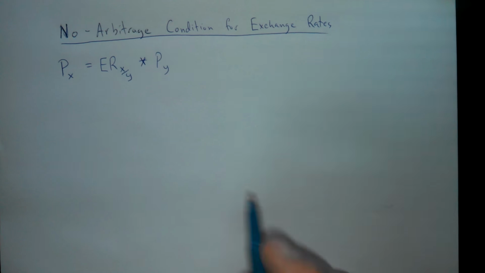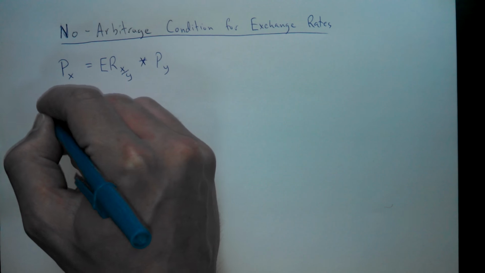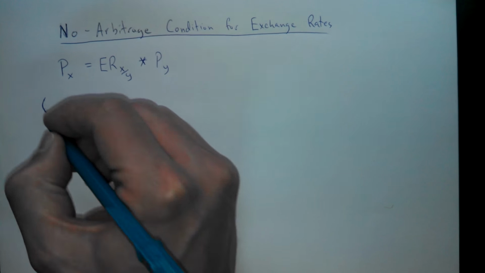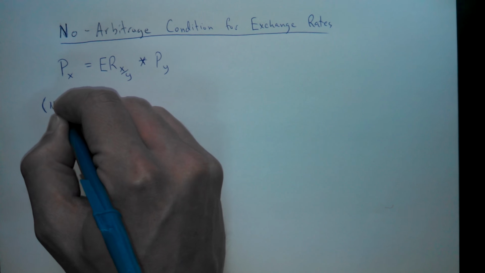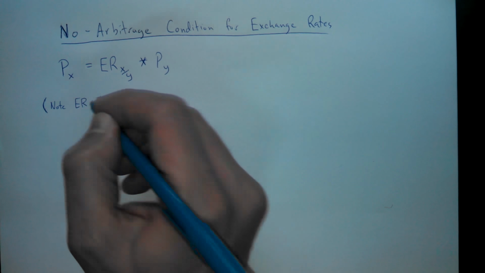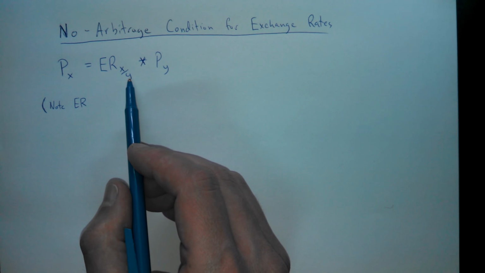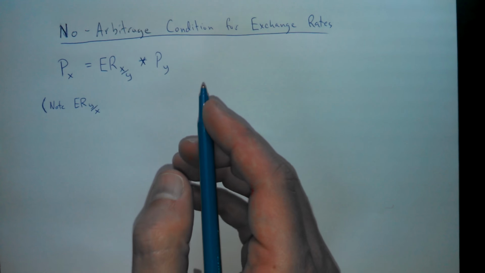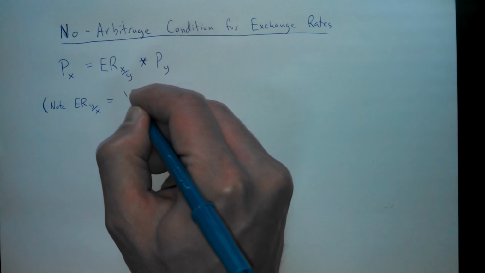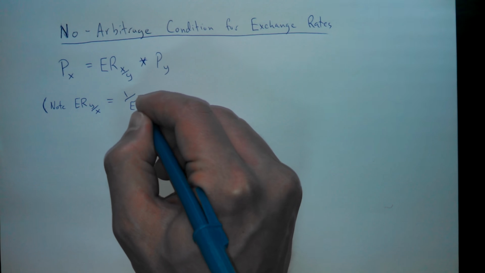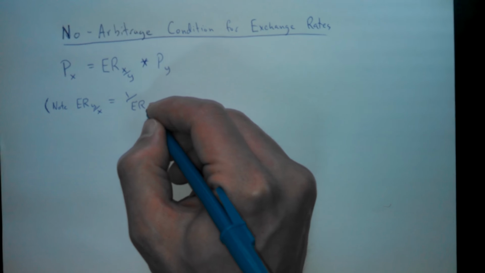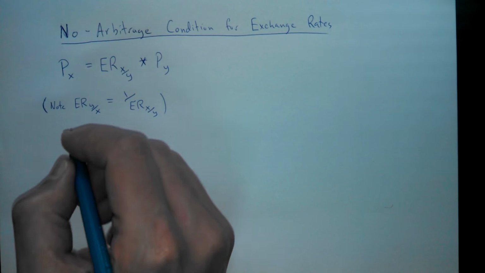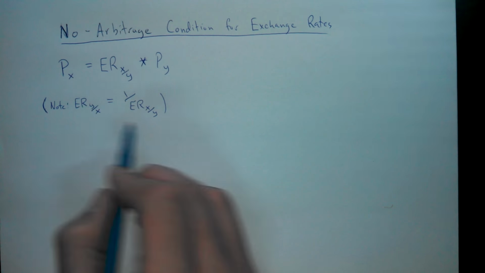Now, one thing to note is that for every exchange rate, there's an inverse exchange rate. So the exchange rate of how many units of currency from country Y you get per X should in theory be equal to 1 over the exchange rate of currency X per currency Y. These are multiplicative inverses of each other.